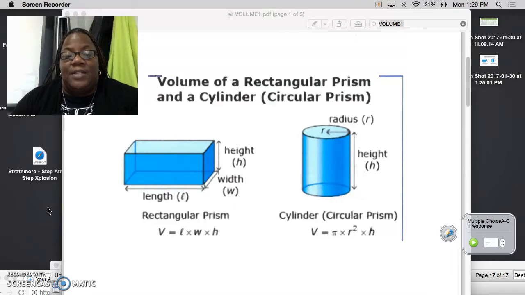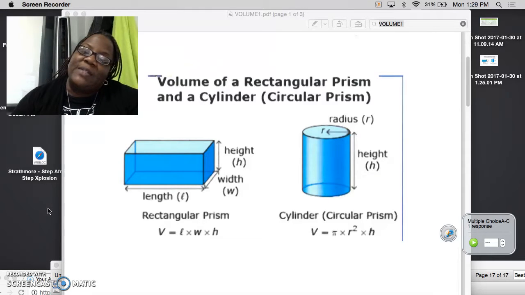I'm actually backtracking a little in this video because I've noticed that a lot of us in class are confused about the difference between the volume of a cylinder and rectangular prism versus the surface area.